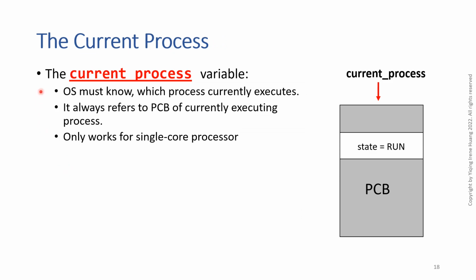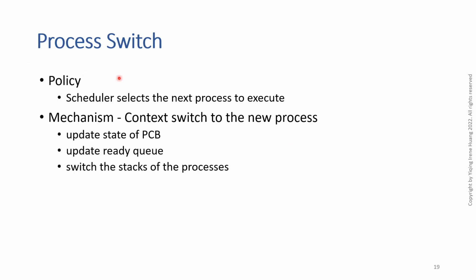So we need a global variable. Let's say we call it current process. In the starter code, the name may be different, but the purpose is the same. This variable always points to the current running process's PCB, because at any moment, the OS must know who is using the CPU. We only have a single core in our lab, so a single variable should be fine. But if we have multiple cores, then we need this variable per core.